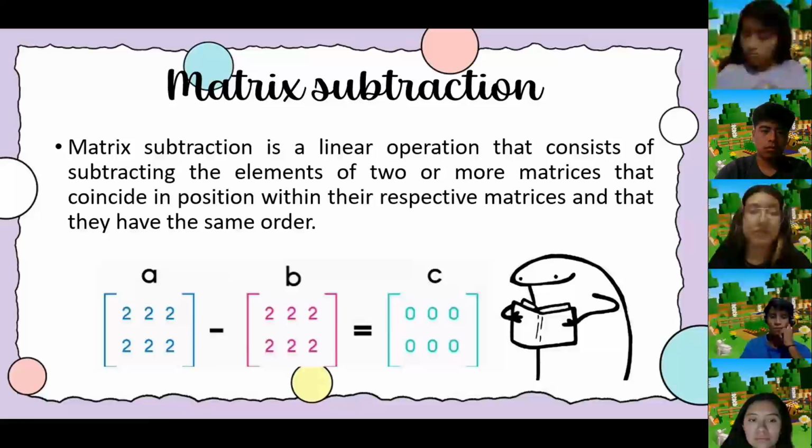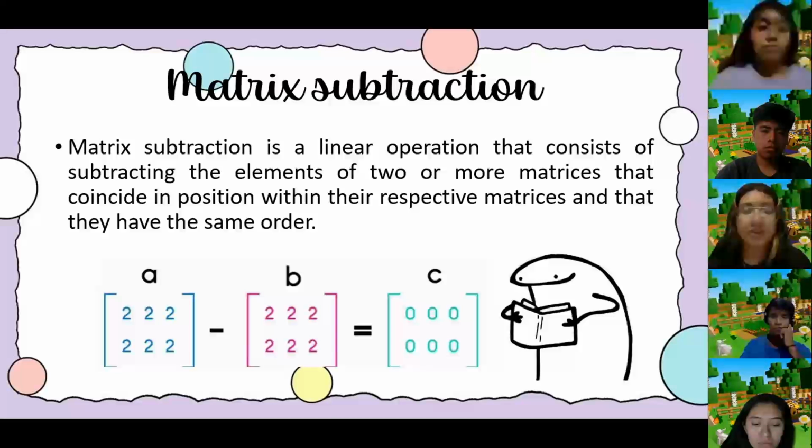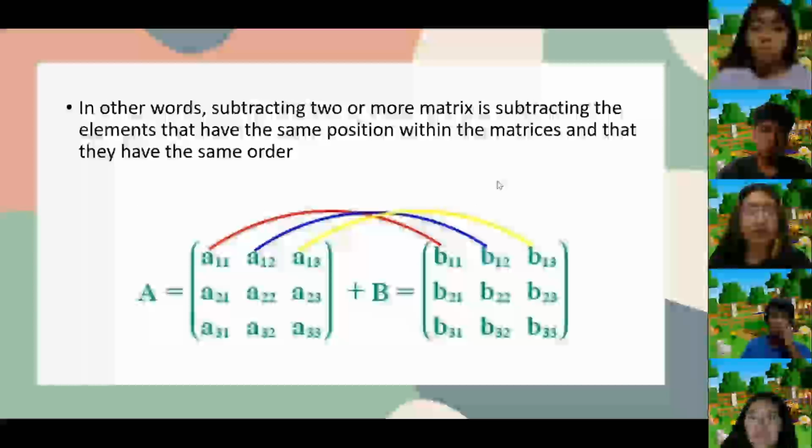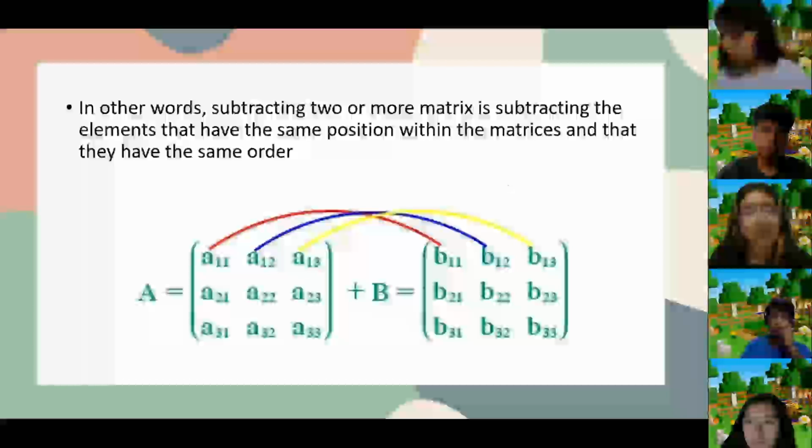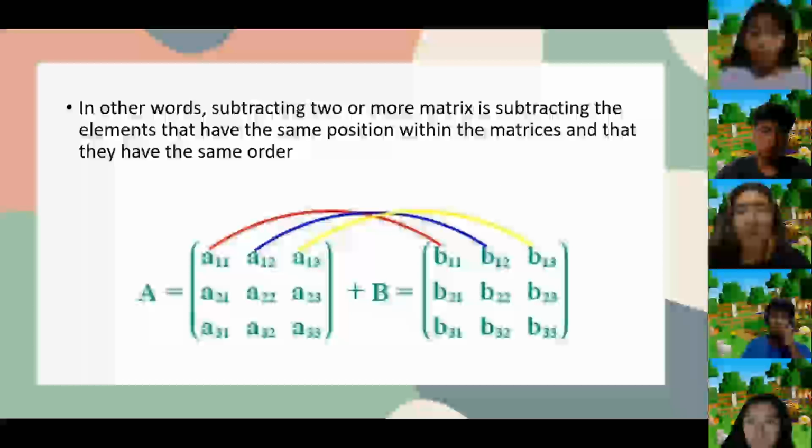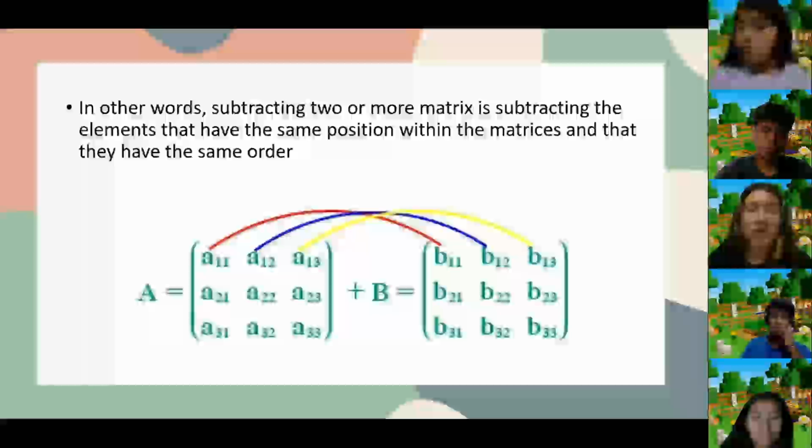Matrix subtraction. Matrix subtraction is a linear operation that consists of subtracting the elements of two or more matrices in their respective positions, and they must have the same order. Example: matrix A minus matrix B equals matrix C. Example: matrix A plus matrix B. Matrix A sub 1 1 plus B sub 1 1, A sub 1 2 plus B sub 1 2, A sub 1 3 plus B sub 1 3.